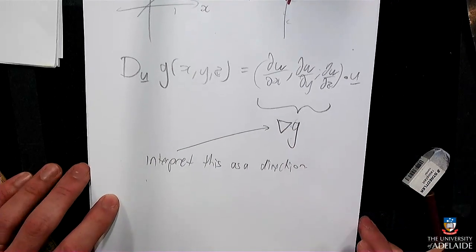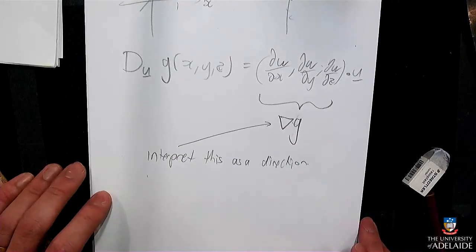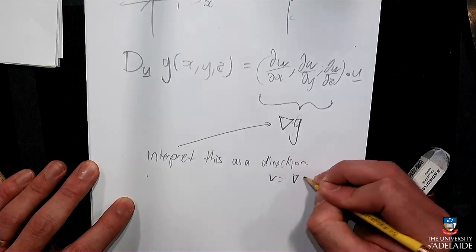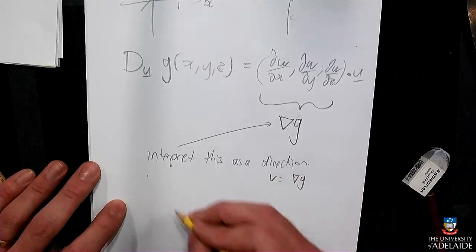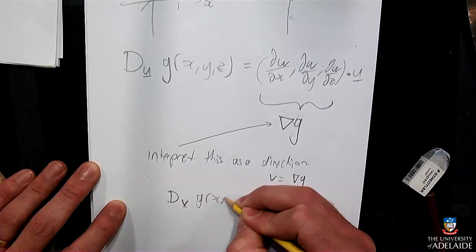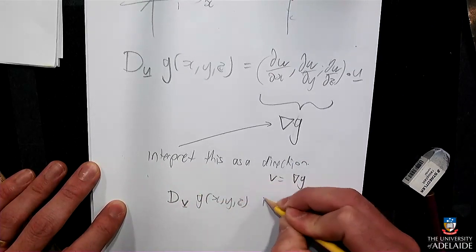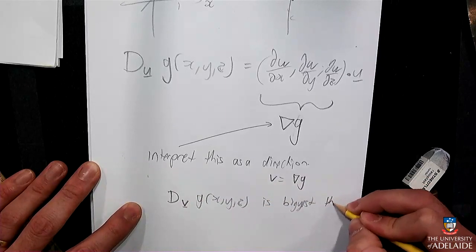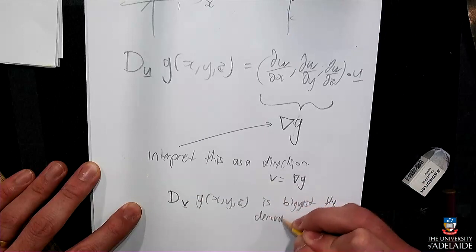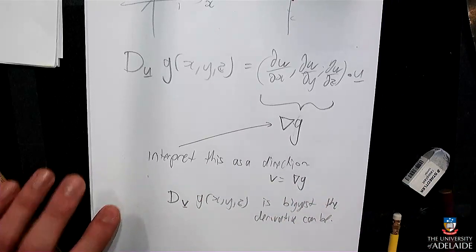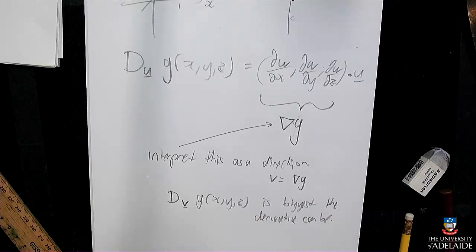Interpret this as a direction. Okay, let's just say v is that direction. Then the directional derivative in the direction of v of g at the point x, y, z is the biggest the derivative can be. Which is a magic trick, really.